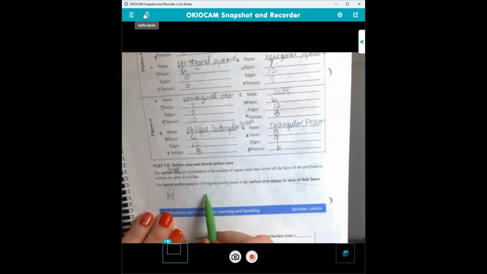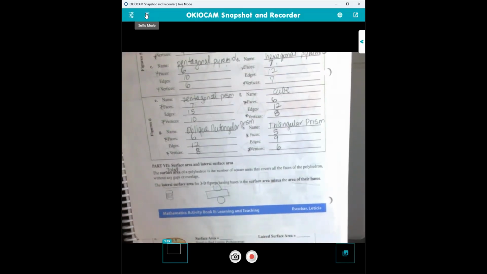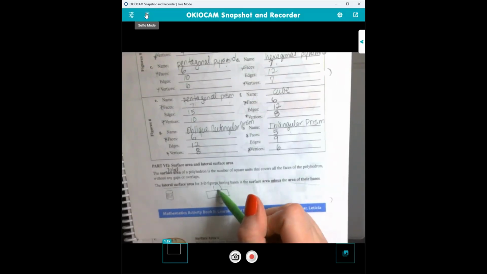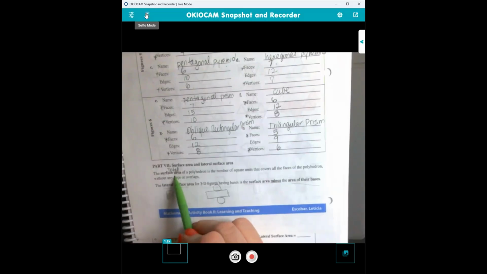So if I made a net for a can, it will look something like this. See top and bottom? And then the rectangle, that is the label part, right? So if I find the area of the two circles and add it to the area of the rectangle, that's going to give me the total surface area. But if I only find the area of the label, that is going to give me the lateral surface area, okay? So the total includes the top and the bottom. The lateral only includes the side, okay?